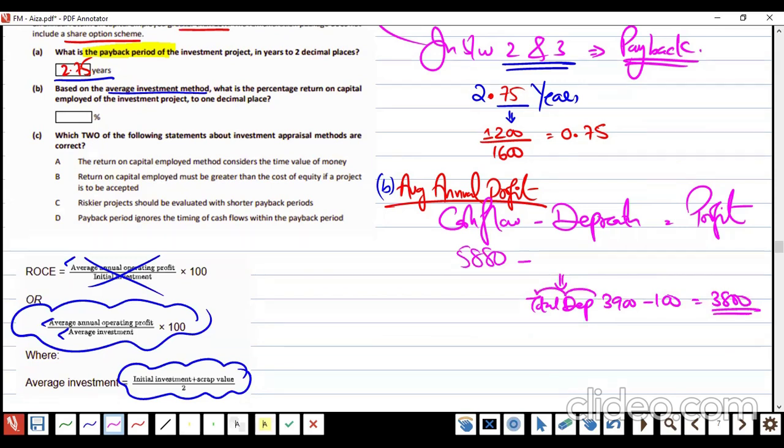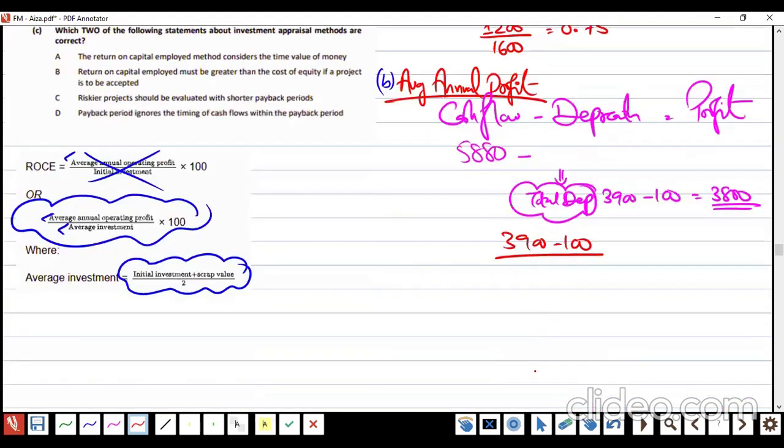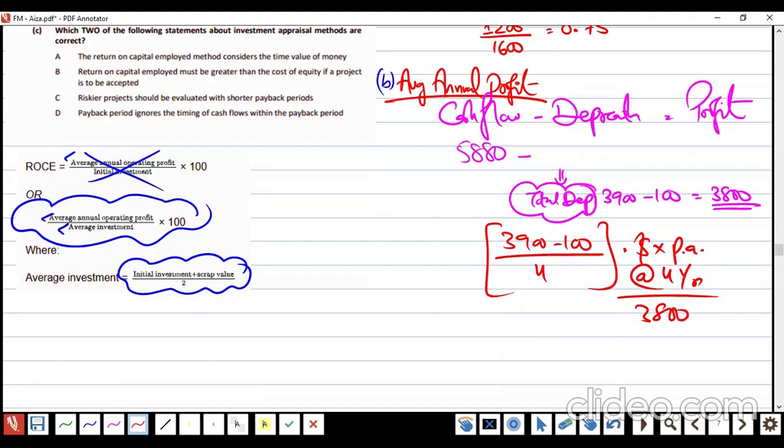Some students, I don't know why they got confused. They used to do like this. Sir, like this, divided by the life. Where is the life, sir? The life is 4 years, sir. Okay. I will have 1 year depreciation and then I am going to multiply it with the 4 years and I am getting the same answer.